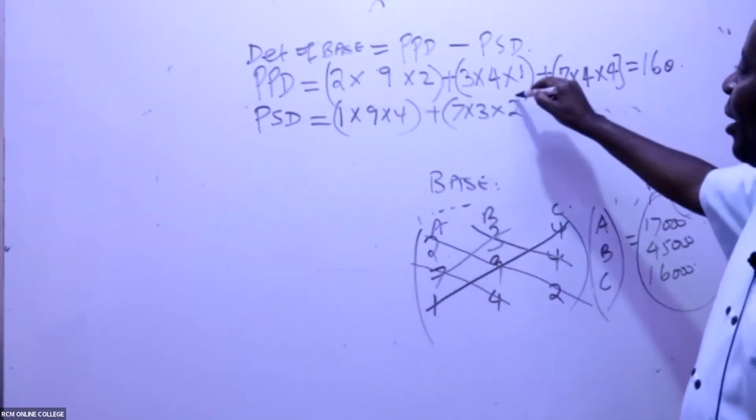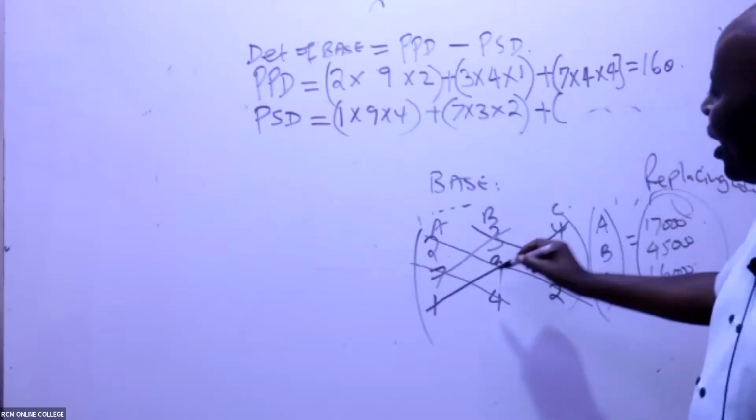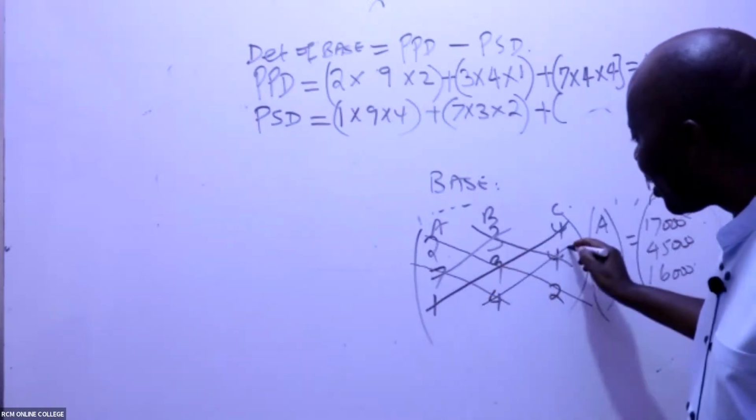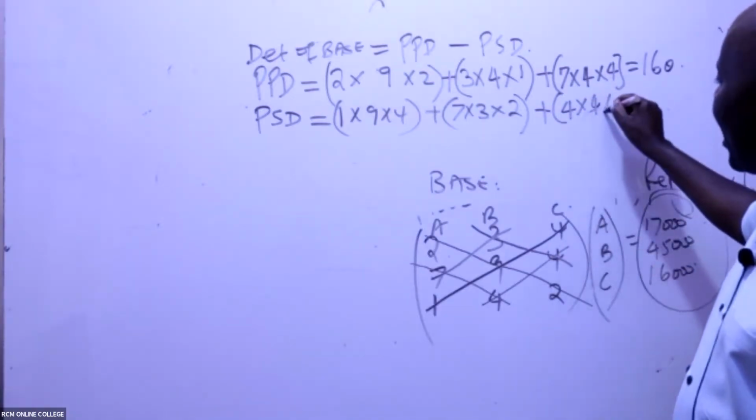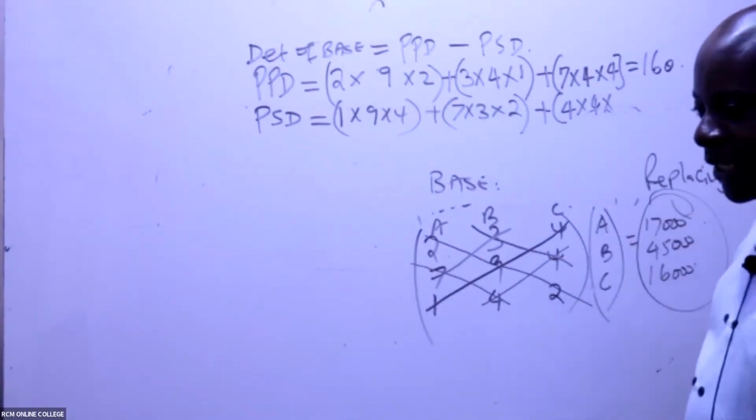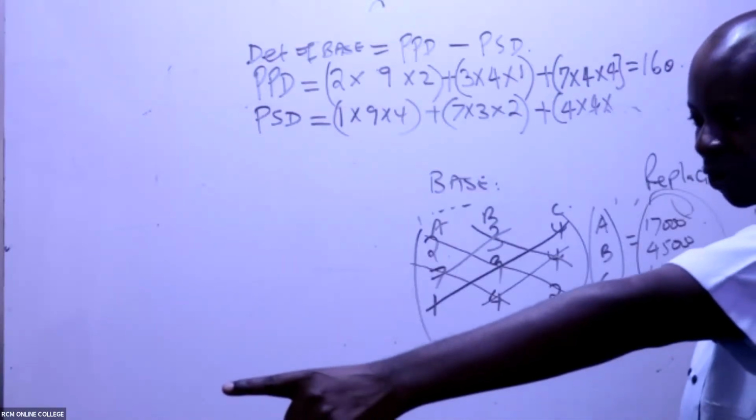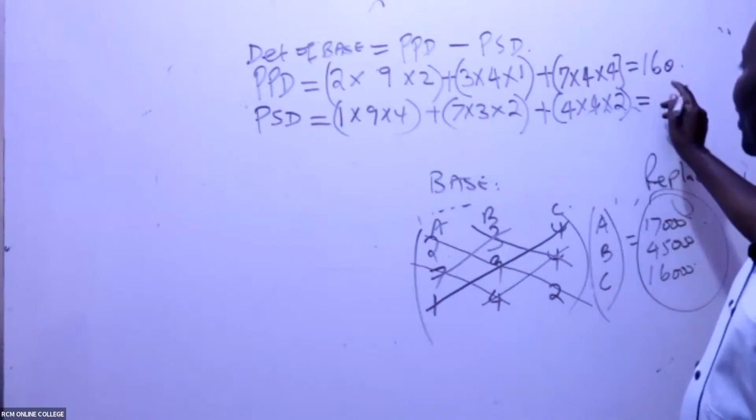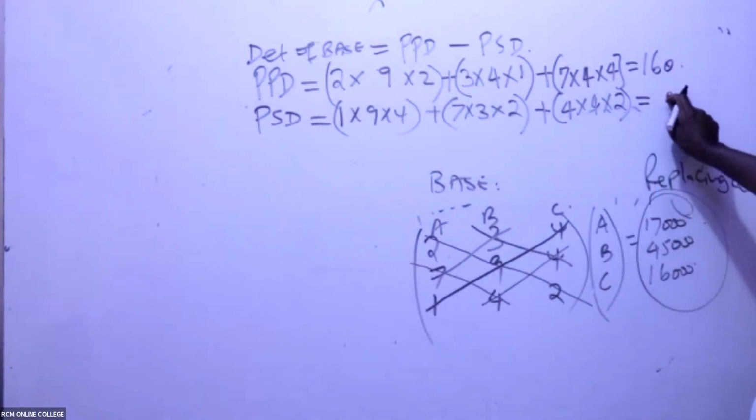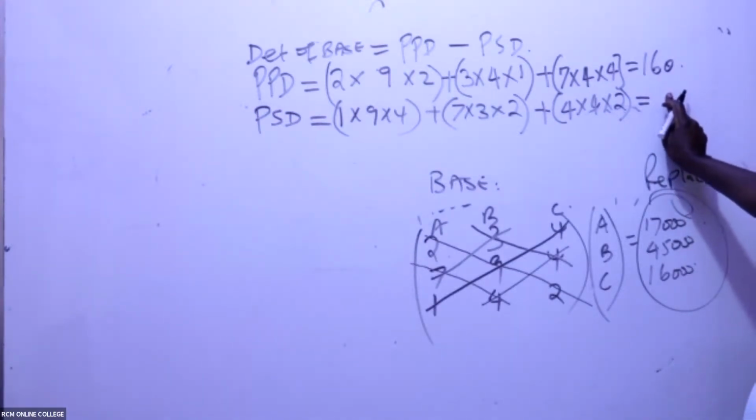2 like that. And then we have another secondary, which is parallel to this, which will be 4 times 4 times the farthest. Times what figure, somebody here? 2. Thank you so much. 4 times 2. So then, ladies and gentlemen, what figure are we able to get here? So we have 1 times 9 times 4 plus 7 times 3 times 2 plus 4 times 4 times 2.